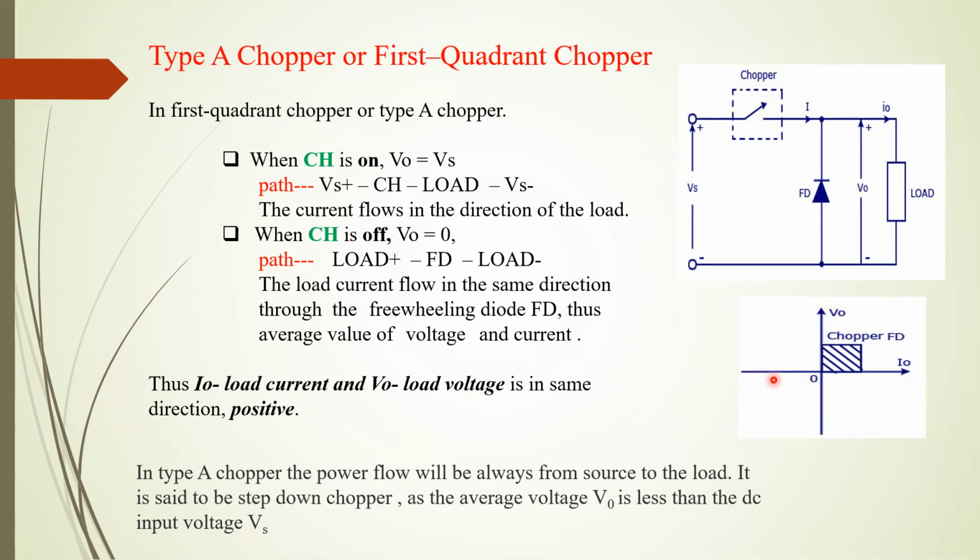As shown in the quadrant graph, we can see here I0 is positive and V0 is also positive. So the type A chopper comes under the first quadrant. When the chopper and the freewheeling diode are both conducting, the characteristics come under the first quadrant. So it is named a first quadrant chopper.